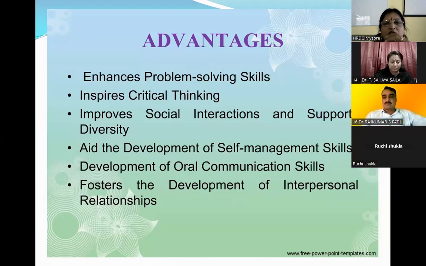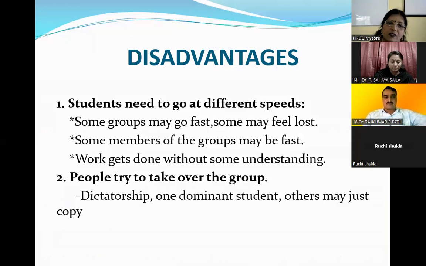So we cannot follow this method for all the topics every day of my class. At least once in a while, you can see that such activities are there. Otherwise, it is definitely time consuming. And some topics, you cannot think of this approach at all. Very true. Okay, so here are some disadvantages.